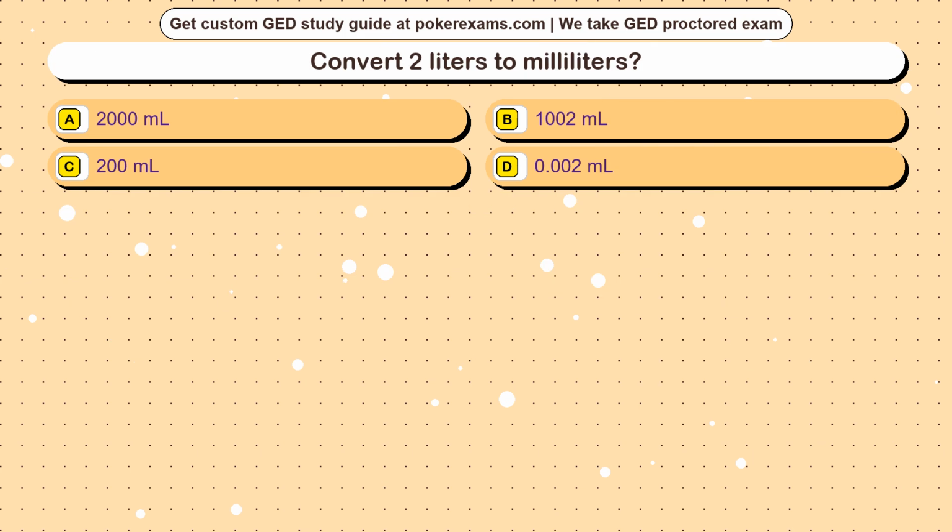Question 7. Convert 2 liters to milliliters. Option A: 2000 ml. Option B: 1002 ml. Option C: 200 ml. Option D: 0.002 ml.